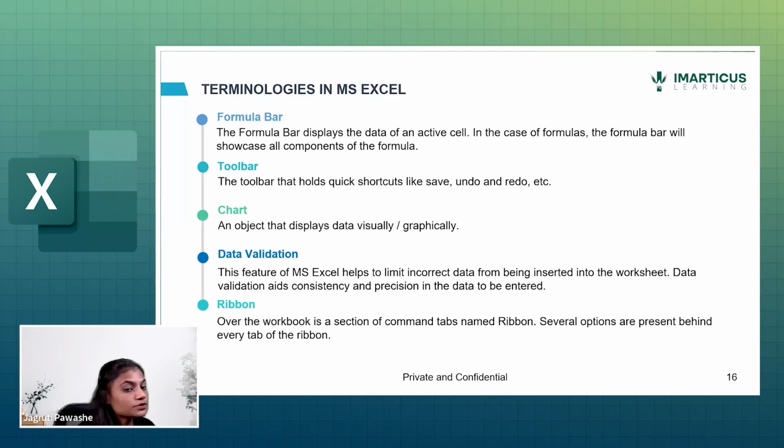So charts are objects that display data visually or graphically. Next, data validation. As said, into an Excel sheet, I can load any data. In any cell, any data can go. But what if I want to restrict that? This cell will have values such as A, B, C. This cell will have numbers. This cell is going to have ages according to certain criteria.